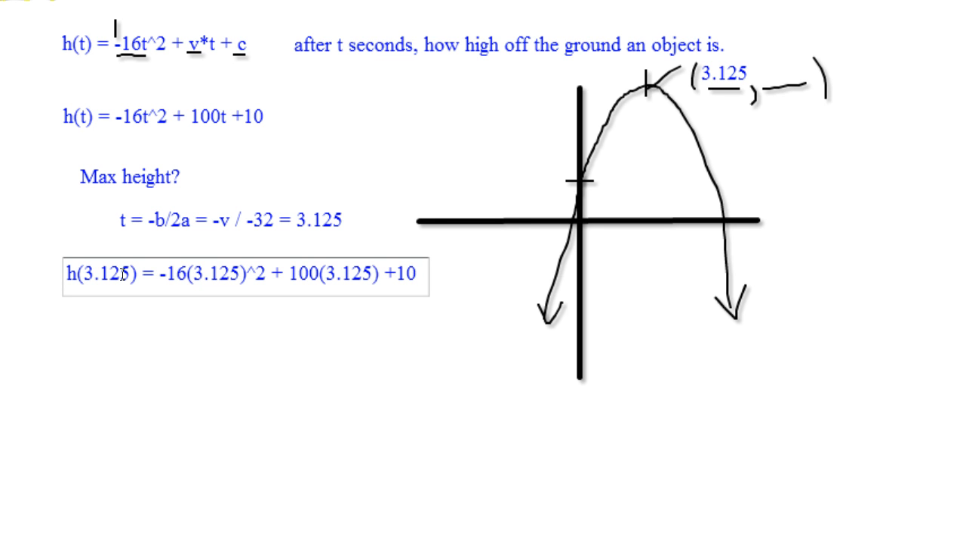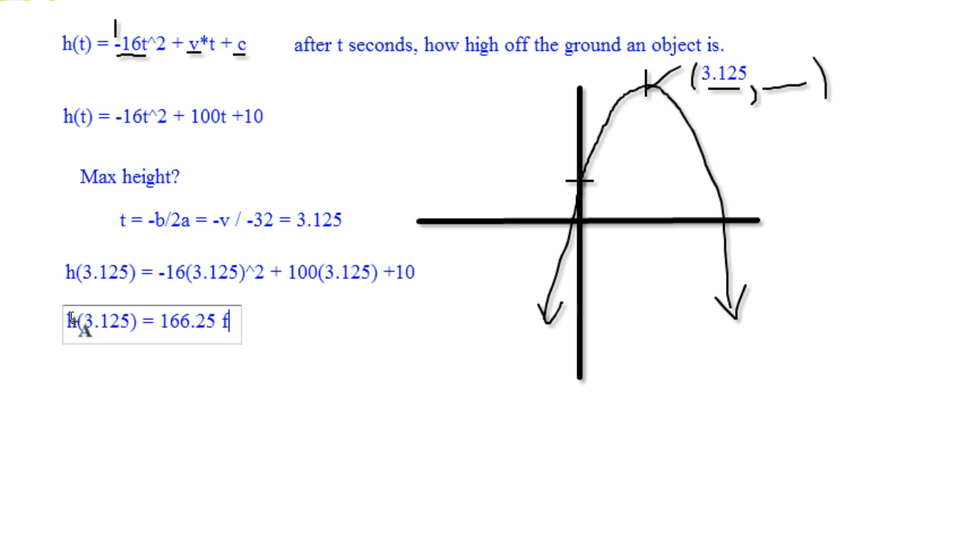Plus 10. And what we are going to get is that the height at 3.125 seconds, or exactly halfway through the flight, is going to be 166.25 feet. Now, when you are looking on Desmos, if you graph this and look for that, you need to understand that the context of this is going to be seconds, and this is going to be max height.